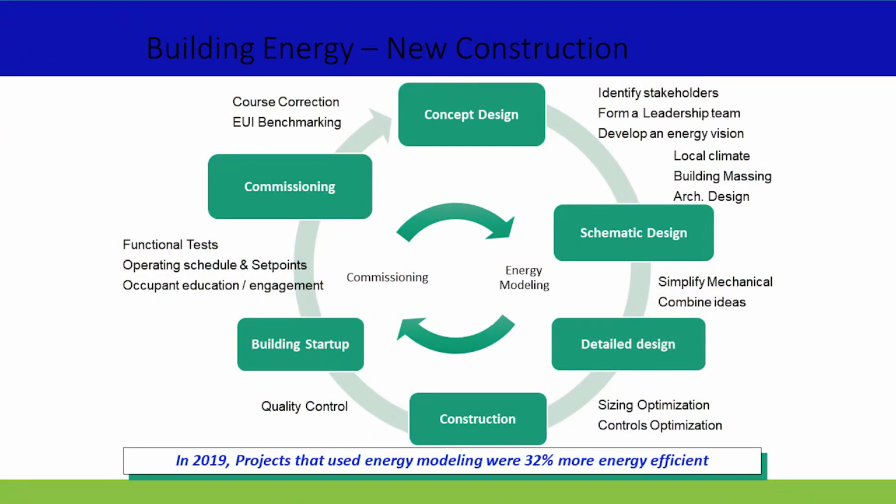The next thing we wanted to go into is new construction. In new construction, the two most important things are energy modeling and commissioning. In 2019, research showed that projects that used energy modeling were 32% more energy efficient. So these are the key things, and we're going to talk about the different phases of new construction and how we can make sure these concepts are identified, to be energy efficient in the buildings.